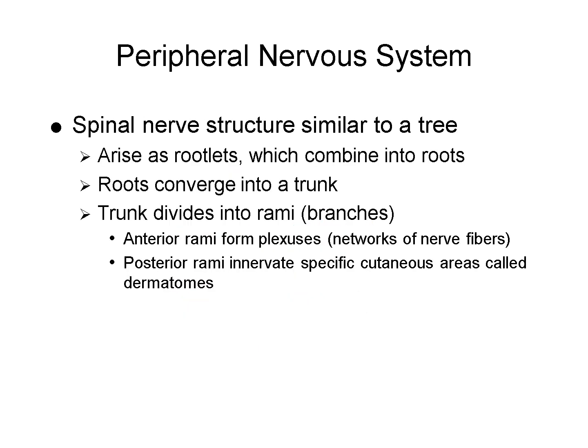Spinal nerves are structured like trees. They begin as rootlets, which merge into roots and then form a nerve trunk. The trunk divides into rami, or branches. The anterior rami form complex nerve plexuses, while the posterior rami serve specific skin areas known as dermatomes. This organization allows coordinated motor and sensory innervation.